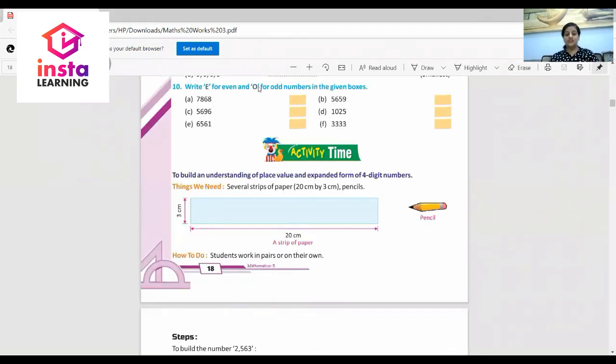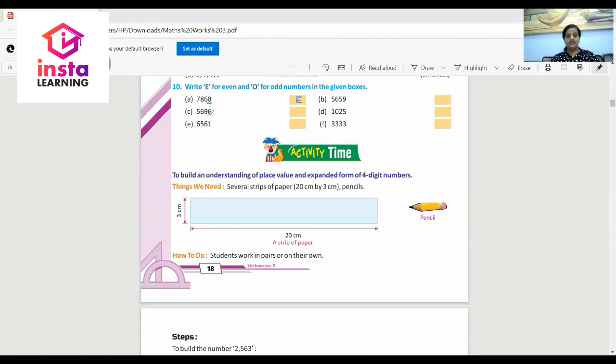Now students, this is the last point of our activity checkup. In that we have checked up all the chapter's points. In that what we have to do is write E for even or O for odd numbers. Just see here. We will be seeing the ones place. This is 8, so it is an even number. We will write E here because it is an even number.